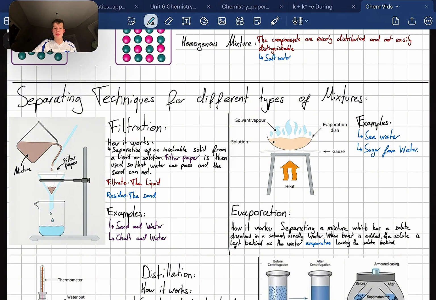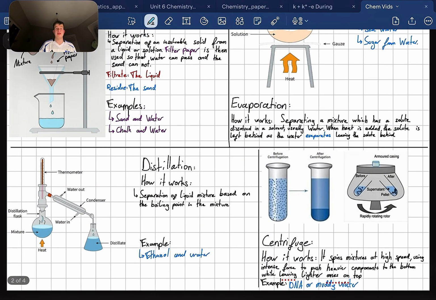Another technique is distillation, which is separating a liquid mixture based on the boiling points of the liquids in the mixture. An example would be ethanol and water. They look identical, but they have different boiling points. As heat is applied to the mixture, the one with the lower boiling point is going to evaporate first and is collected in another flask. This helps us to separate the two different liquids.